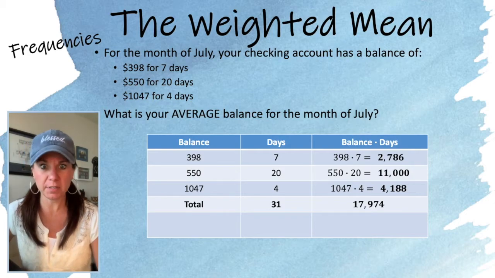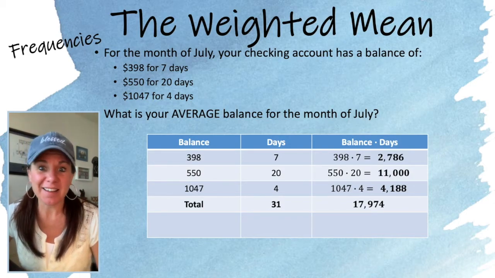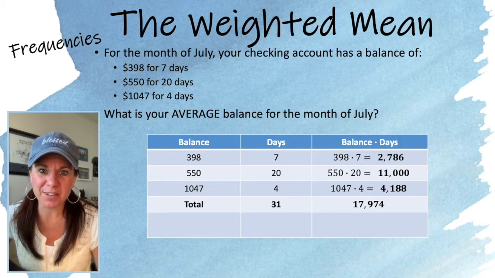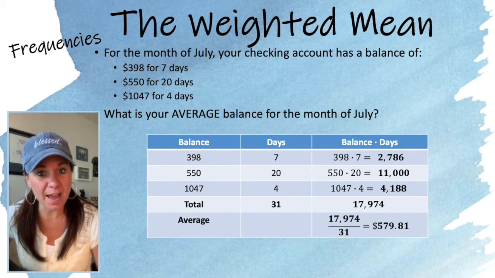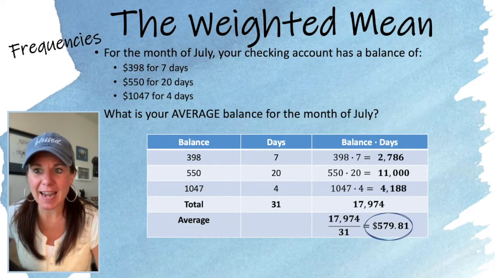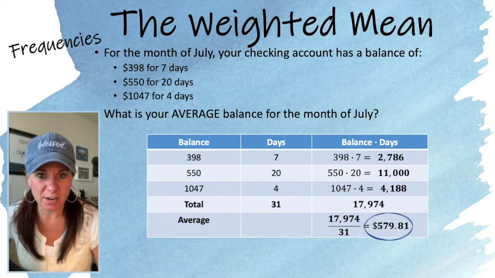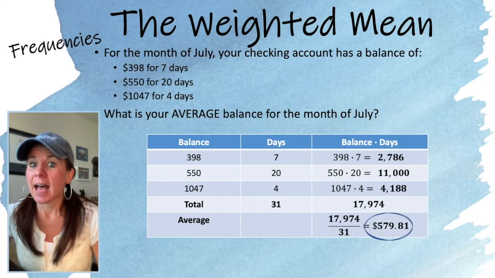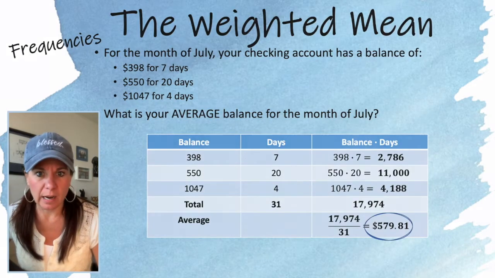Ooh, almost $18,000. That's not what you have though. That was over the course of 31 days. So if you divide that by 31, then you can get an accurate average balance for your checking account, $579, okay? What if we don't want to do a chart every time?